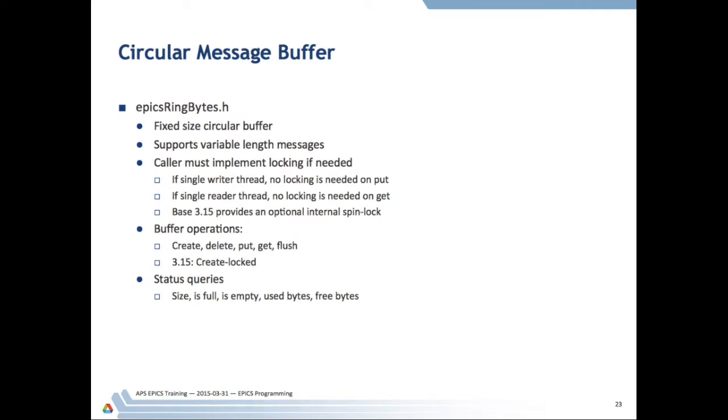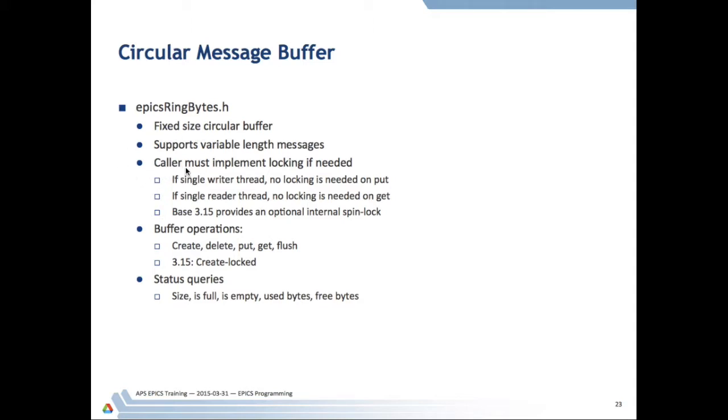Beyond just signaling specific events, you may want to pass messages between your threads, and we have 3 different types for that. The message buffer, EPICS ring bytes, defines a buffer for passing variable length messages between threads. So it supports variable length messages, but when you create it, you actually have to give it a particular fixed size.